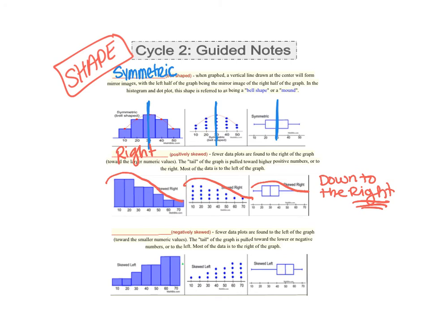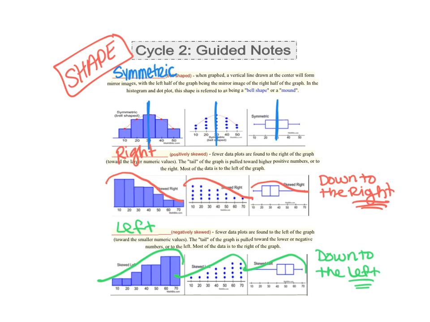If we look at data and it's down to the left, down to the left, then it's left skewed or negatively skewed. So this is where fewer data plots are found to the left of the graph toward the smaller numeric values. So the tail of the graph is pulled towards the lower or negative values. So most of the data is to the right, but it's called left skewed. So I always kind of think of where the tail is or where we go down. So if we go down to the left, it's left skewed. If we go down to the right, it's right skewed.